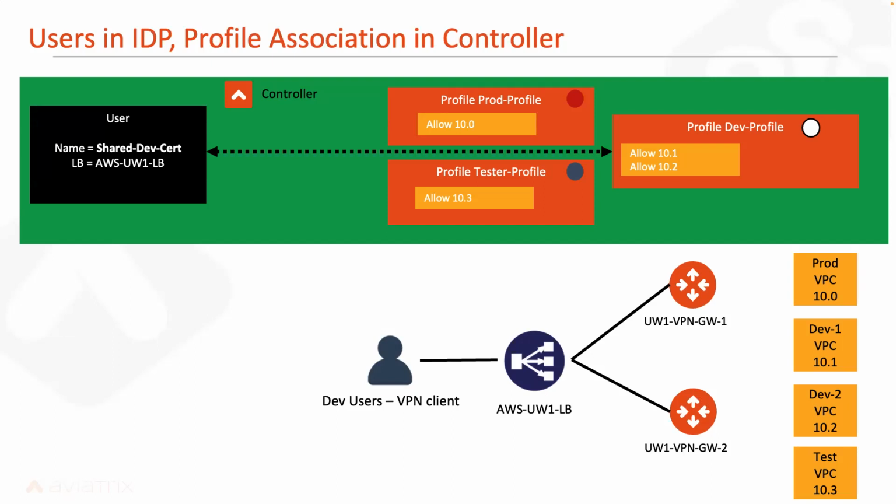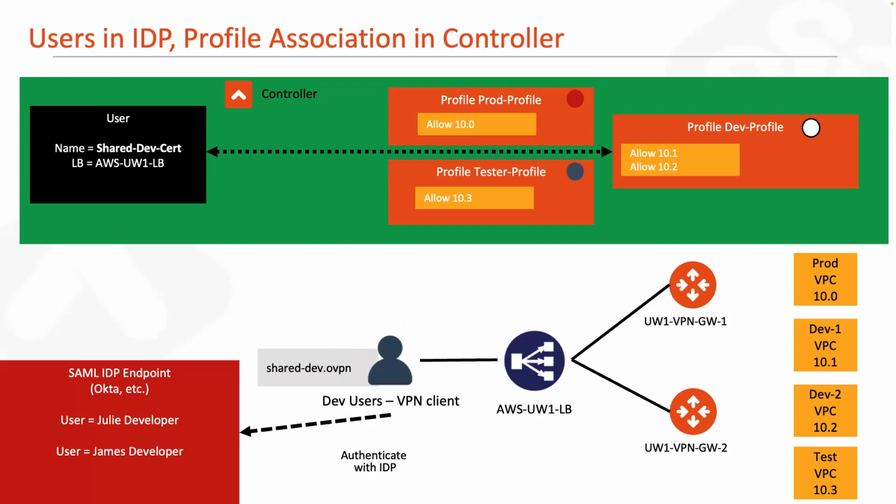So notice the first thing is now we are using a shared certificate for the user. The users have a shared OVPN file. There is no need now to have a certificate per user. However, the authentication is being offloaded to the IDP. This is why we can use a shared certificate, and this is why it can scale better.